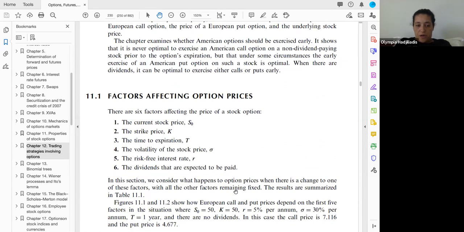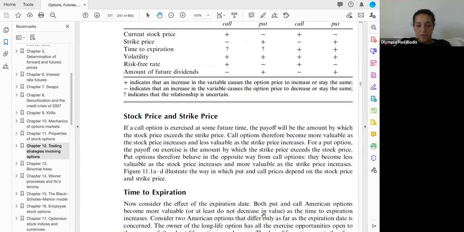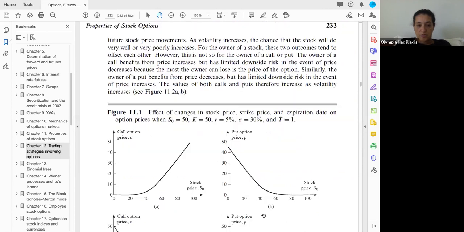So figures 11.1 and 11.2 show how European call and put prices depend on the first 5 factors in the situation where S0 is 50, K is 50, r is 5% per annum, sigma is 30% per annum, and T is equal to 1, and there are no dividends. So in this case, the call price is 7.116 and the put price is 4.677.